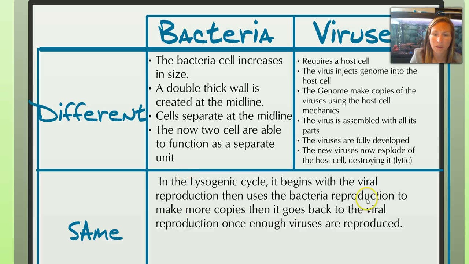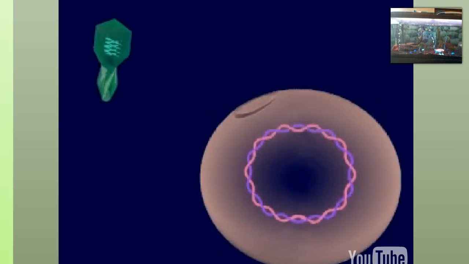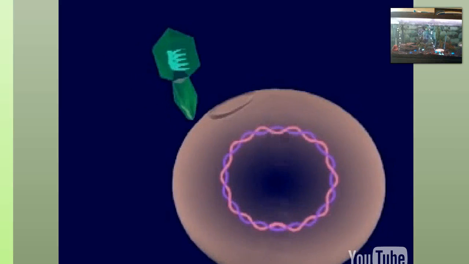Now, bacteria and viruses do share something called a lysogenic cycle, which begins with viral reproduction, then uses the bacteria's reproduction to make more copies, and then goes back to the viral reproductive part. So that's a lot of information, just kind of FYI. Just note that the virus needs a host cell. The bacteria can reproduce on its own. In a lysogenic cycle, and this is a video that's going to show you how a virus reproduces, and is replicated with it. Eventually, the virus enters a lytic cycle and kills the host cells.